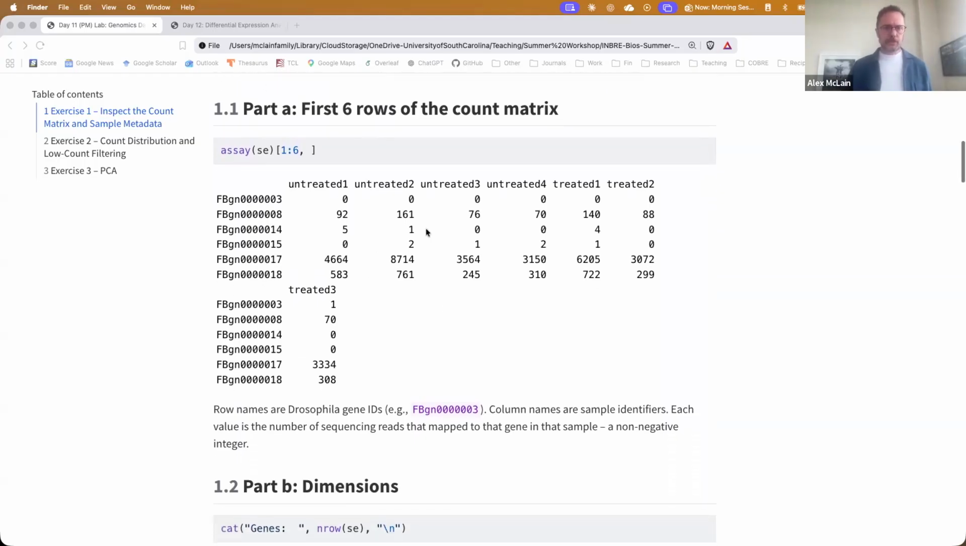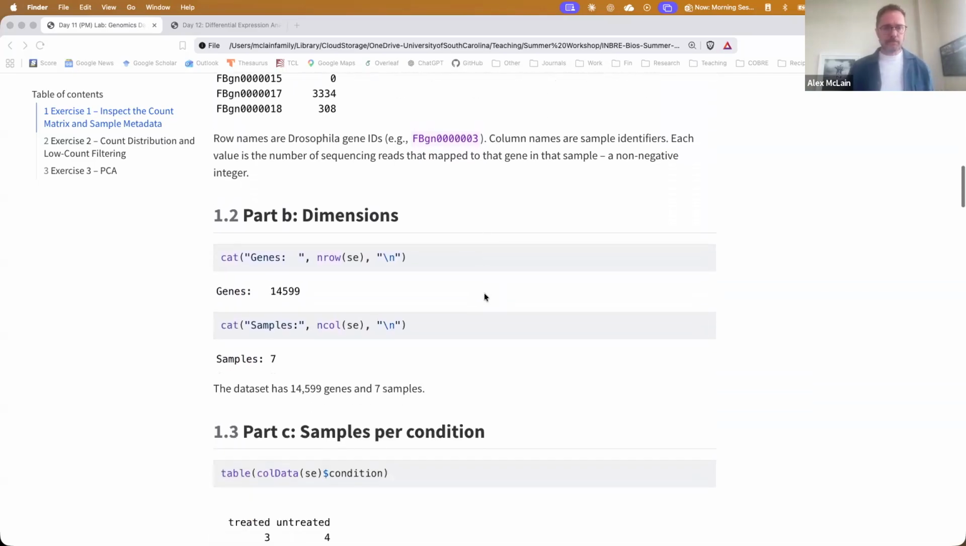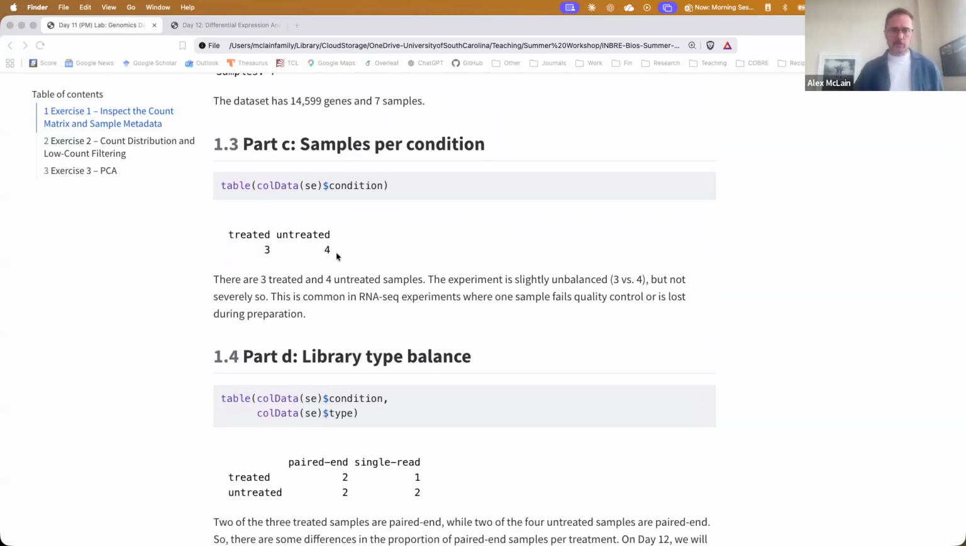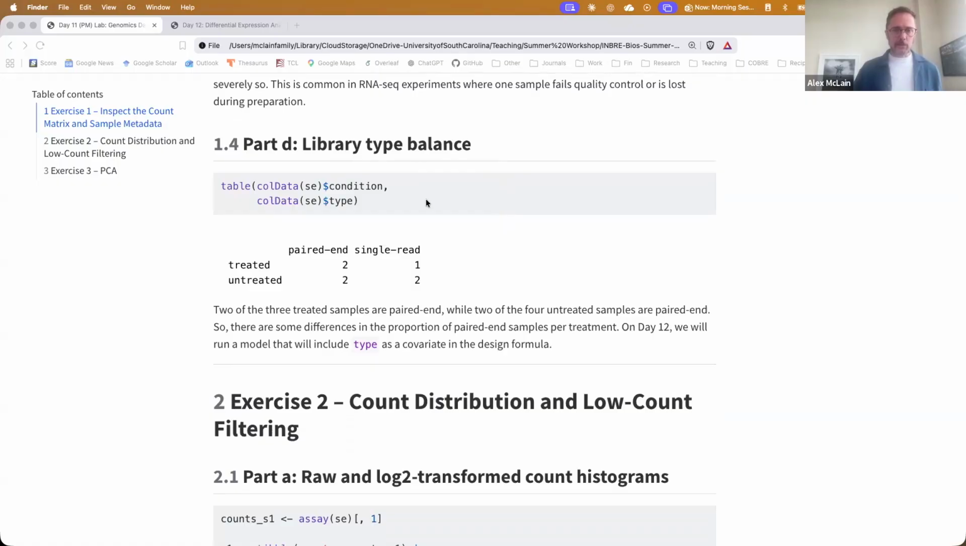And so you can see what the assay data looks like, the dimensions of it, the conditions per sample, 3 and 4. So it's slightly unbalanced, but not severely so. The library type balance, again, so among the treated, we don't have the same amount of paired end and single read, but we couldn't because there's 3, and that's an odd number. So again, relatively balanced, but not completely balanced.